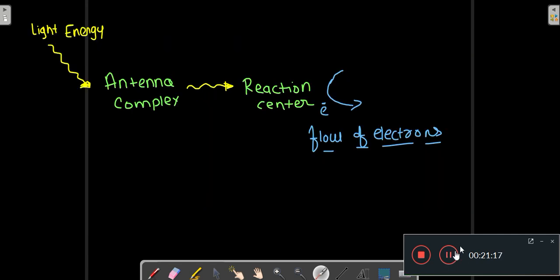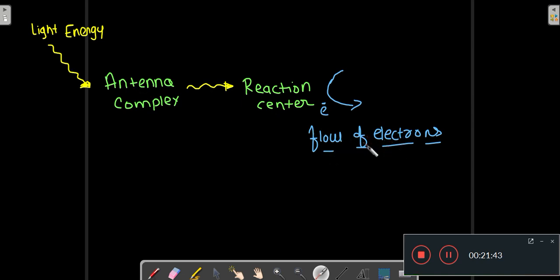So this is how the overall picture looks. The light energy is absorbed by the antenna complex, and that energy is transferred to the reaction center. Here the photochemical reaction takes place and there is initiation of the flow of electrons. So this light energy is utilized to initiate the flow of electrons. That is how it takes place.